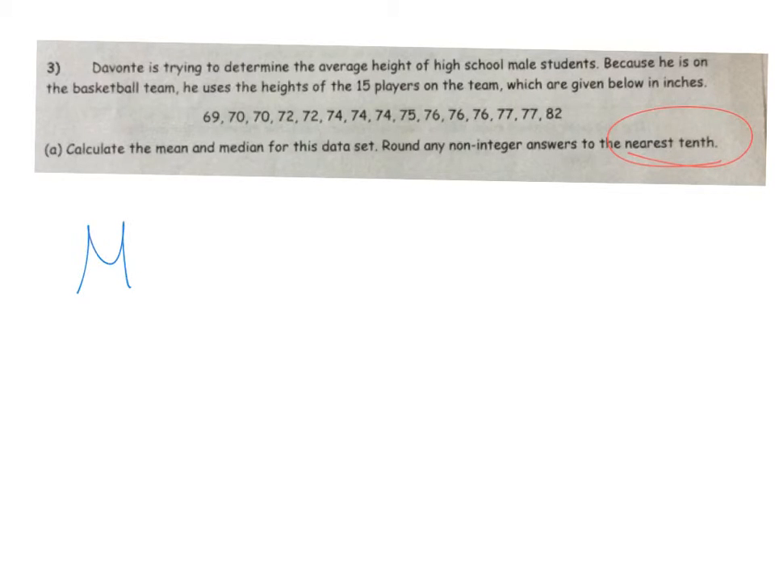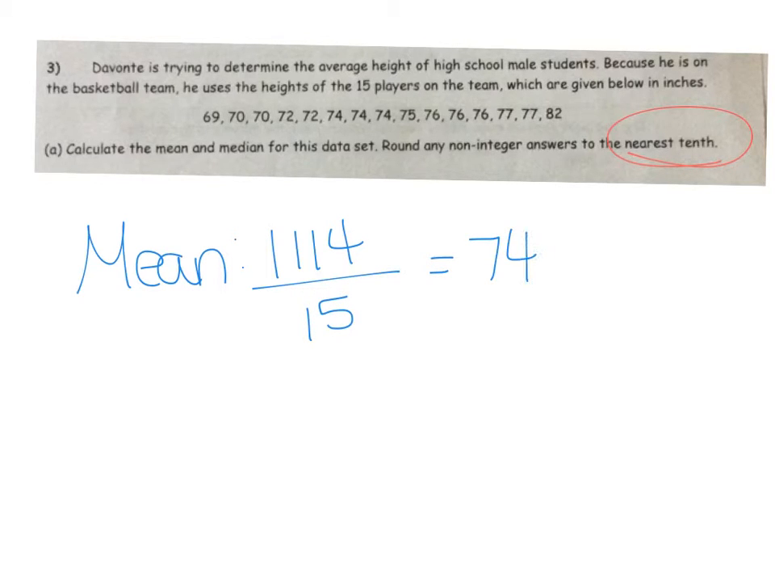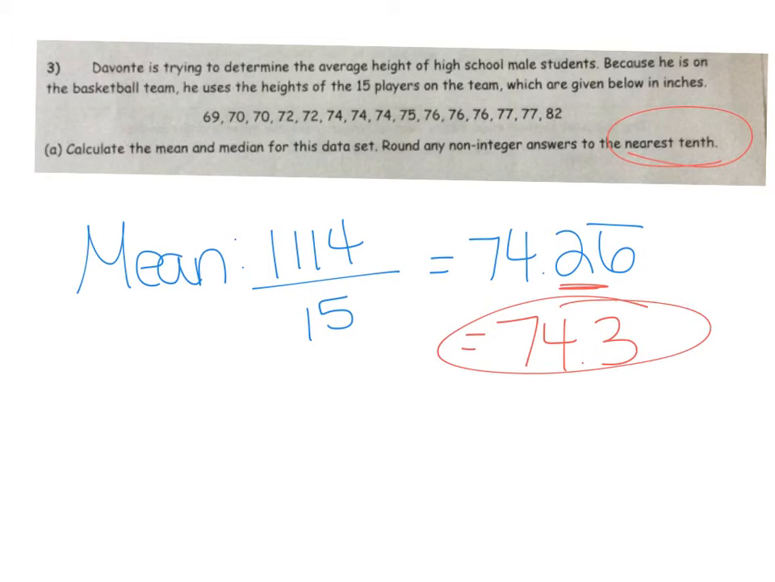To find my mean, when I add all those numbers together in my calculator, I end up with 1,114. I divide that by 15, I get 74.26 repeating. That 6 after the 2 tells me that I round up to 74.3 for the nearest tenth.